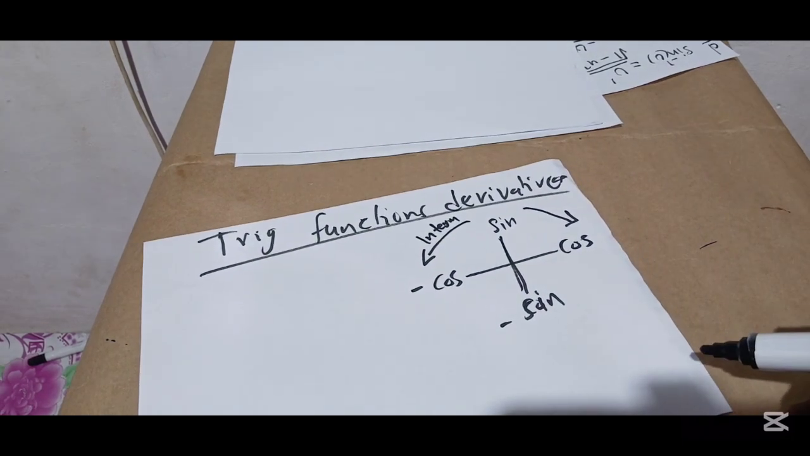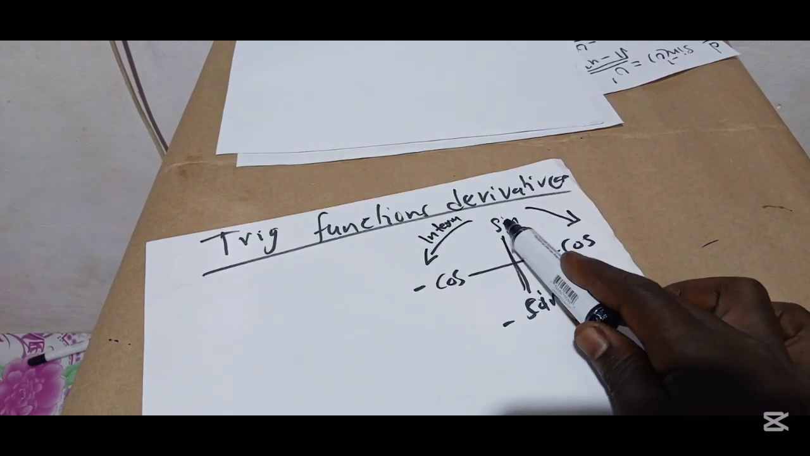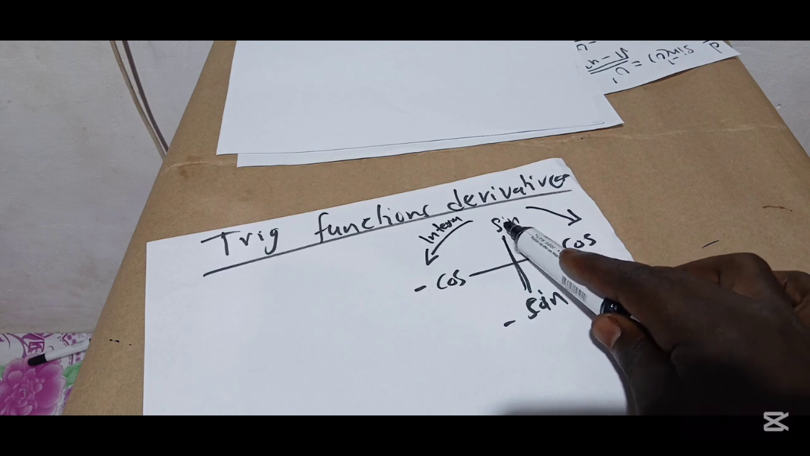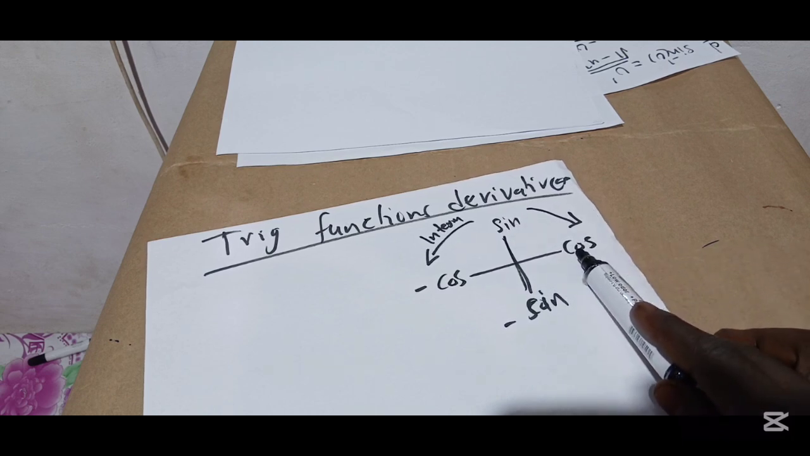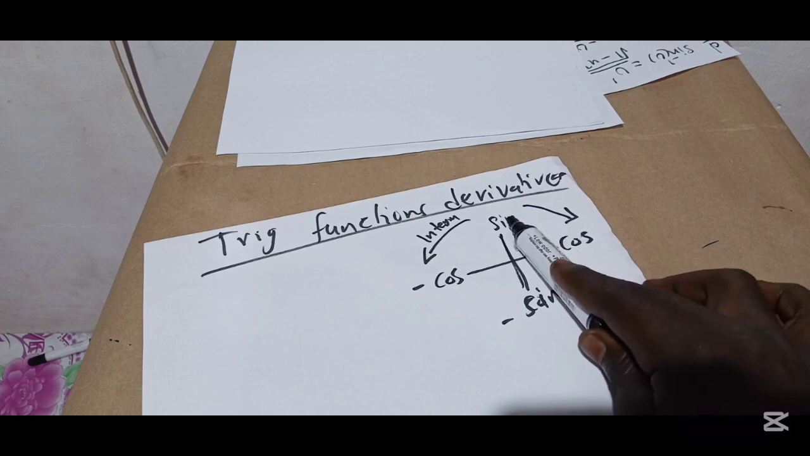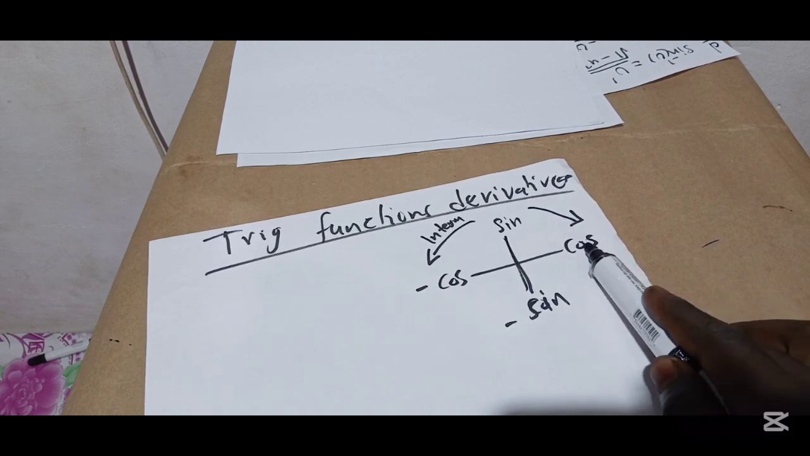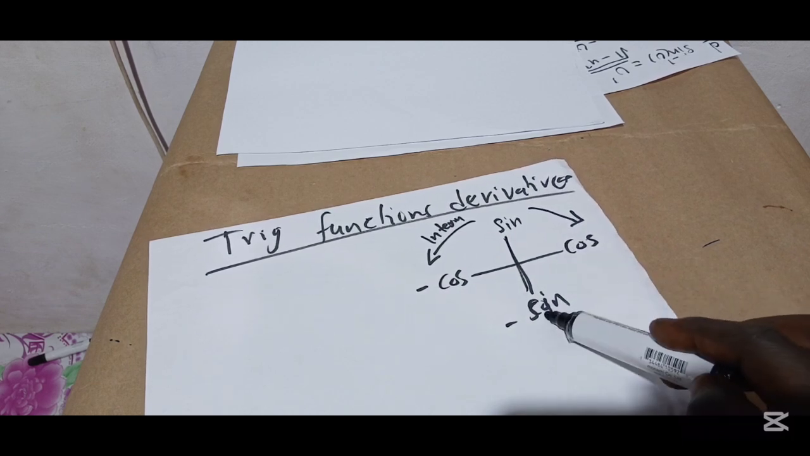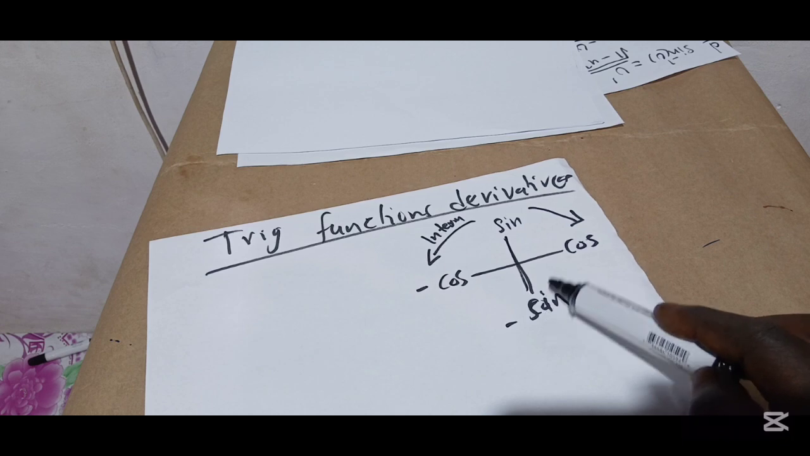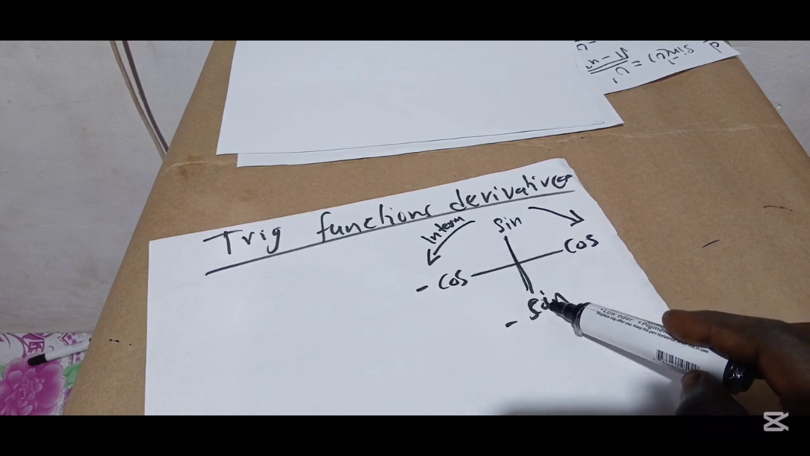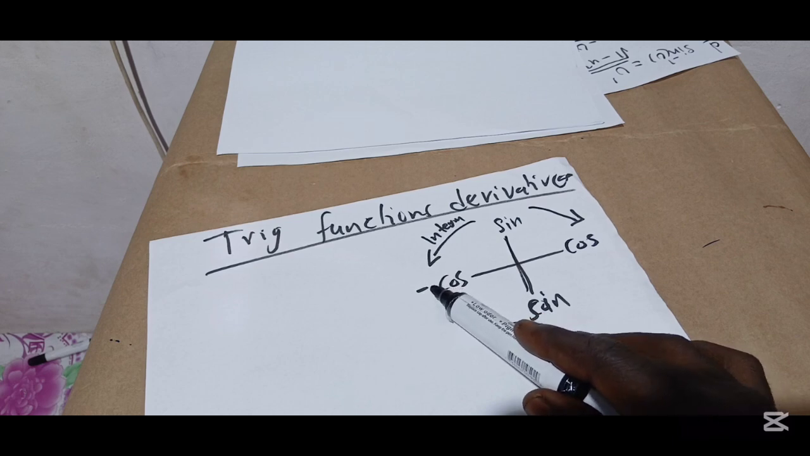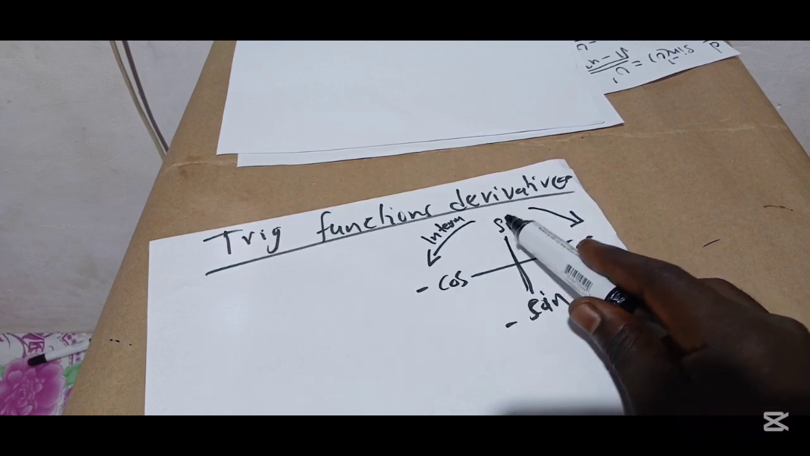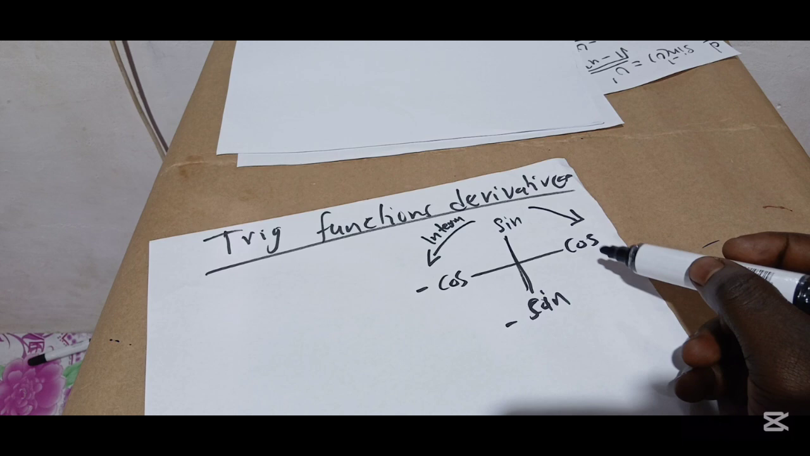So this means that if you are going clockwise, like if you are on sine and you are differentiating sine, you get cos. So you differentiate sine, you get cos. If you differentiate cos, you get negative sine, and it goes on in that manner. If you differentiate negative sine, you get negative cos. If you differentiate negative cos, you get sine. As far as you are moving clockwise, you are differentiating, right?